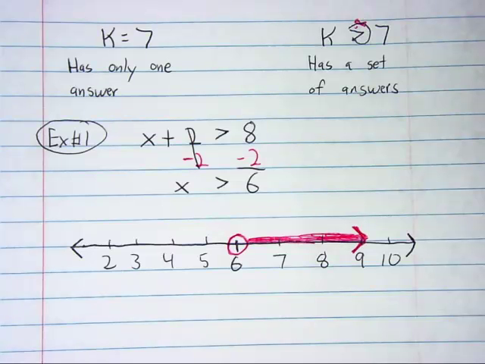Okay, so now it would look like this. So could 6 be our answer? No, so I have to circle hollow because it has to be something bigger than 6.